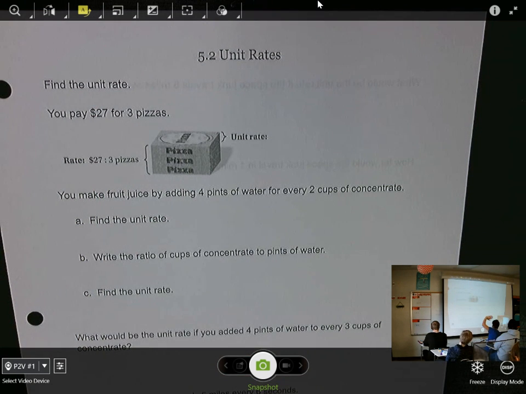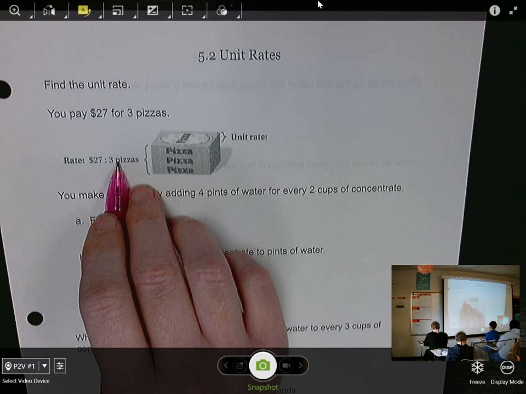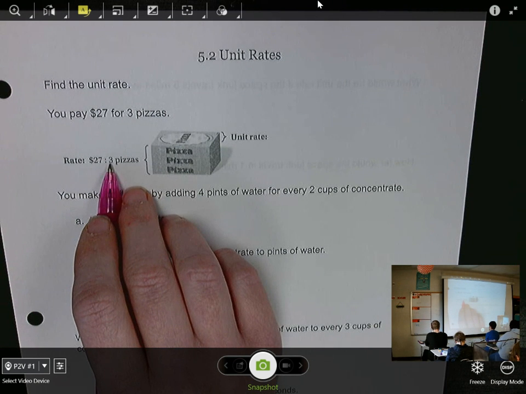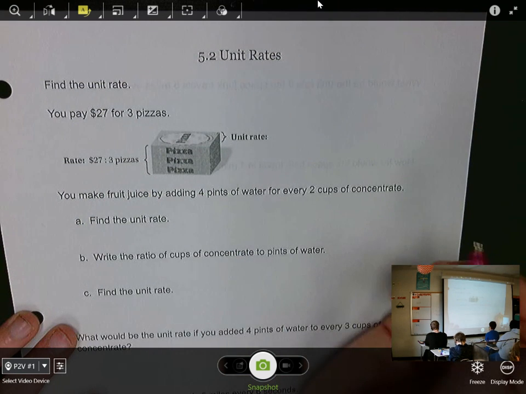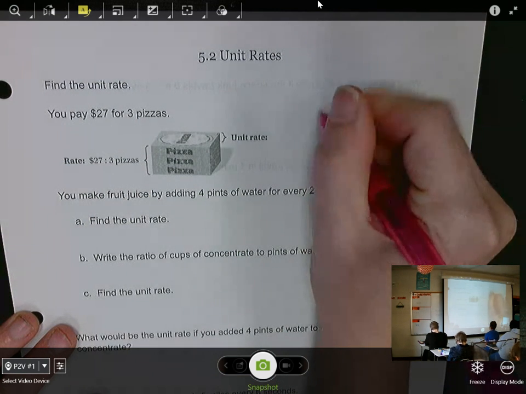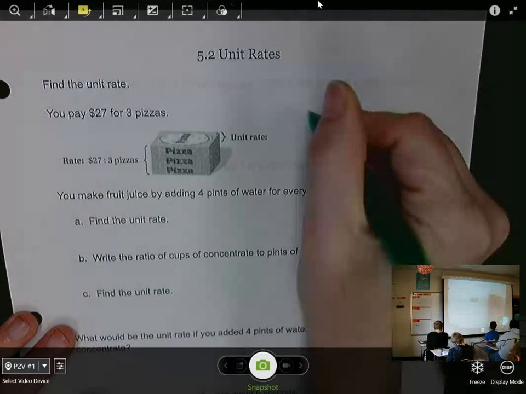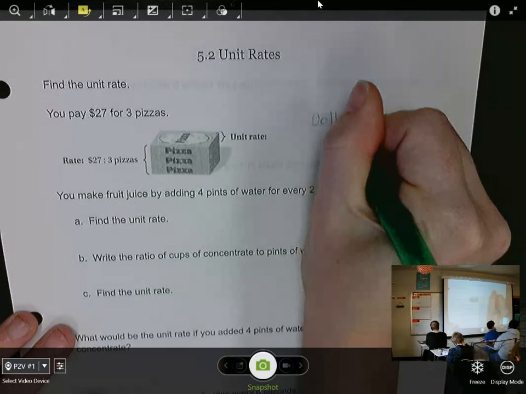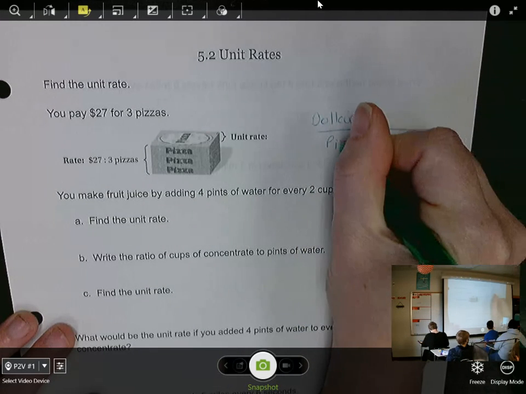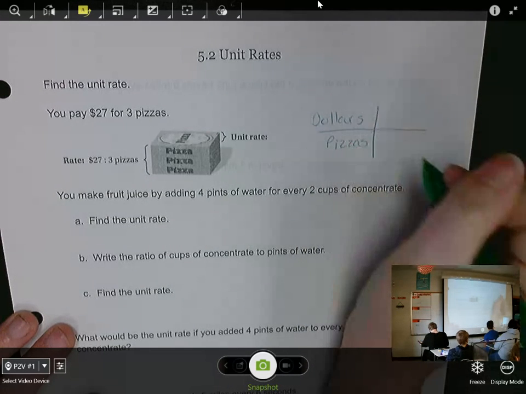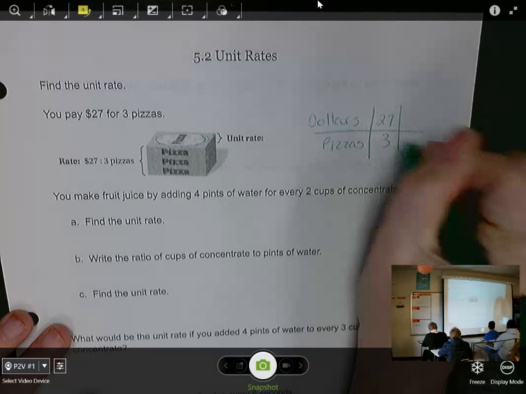So hands down, these are notes. So to find the unit rate, you just take your ratio and you make it so that the denominator is 1. Okay. Now, some people like to make this into a table. So if you make it into a table, it's dollars to pizzas. And right now we have $27 for every 3 pizzas.